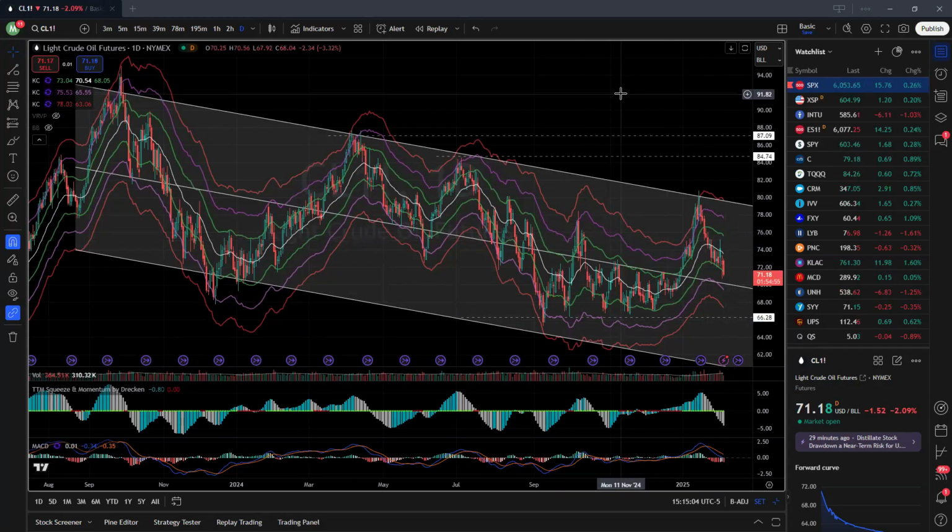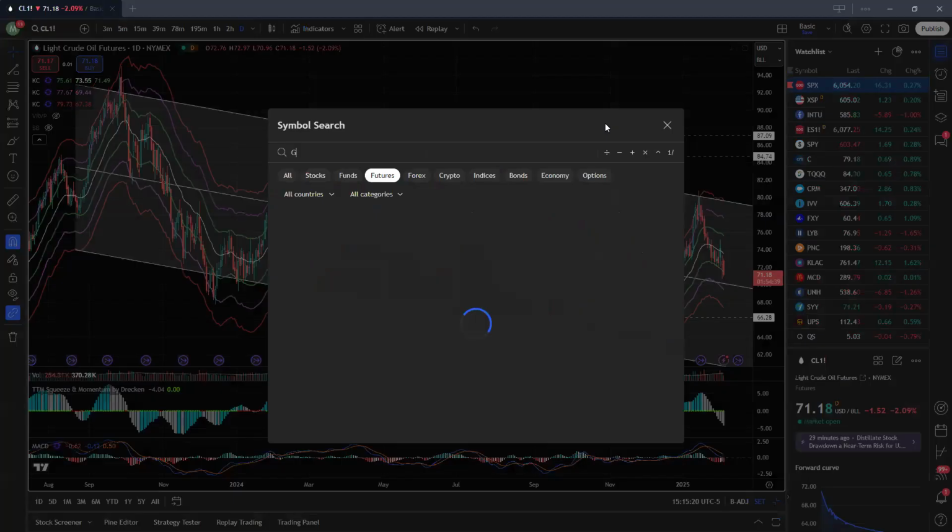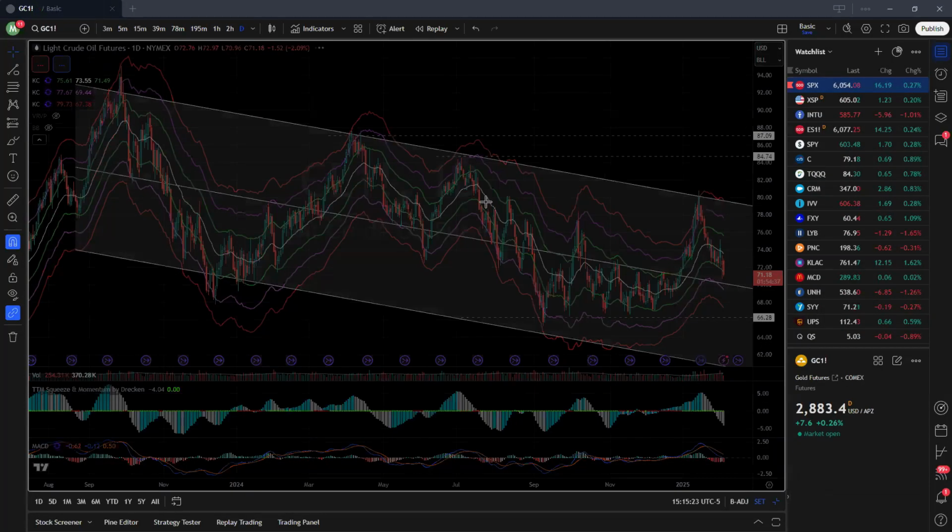I mentioned this maybe a couple of weeks ago. I still think that this trade makes sense here. And I don't think that this is something that you have to do today or else you're too late to this party. But this is just my idea about what kind of trade I would do in oil if I had to. We can look at gold.